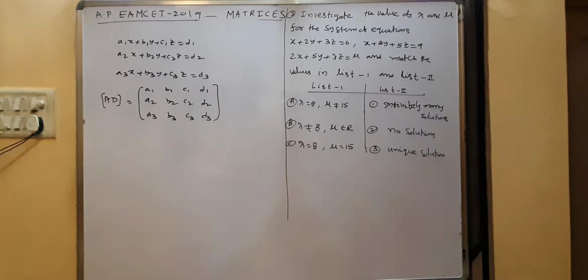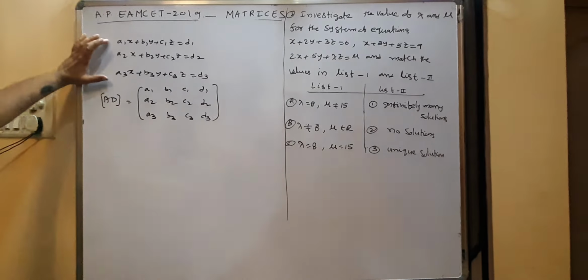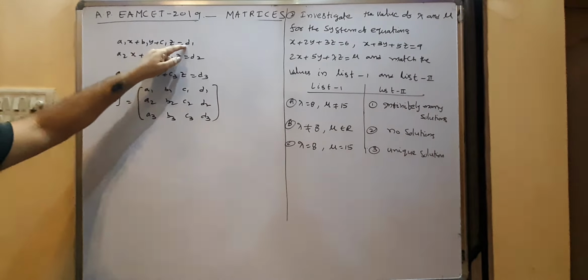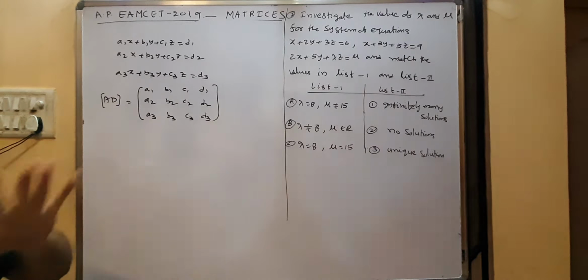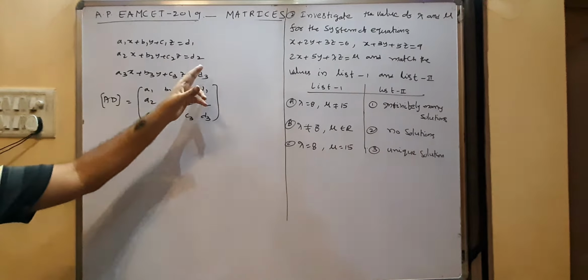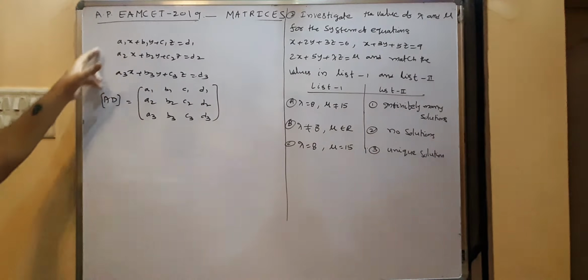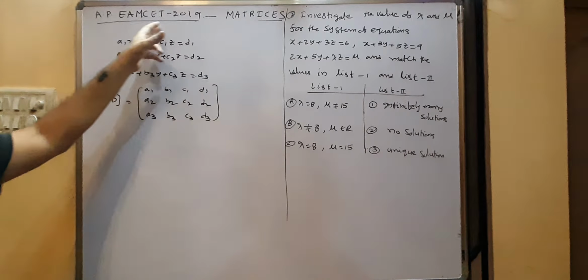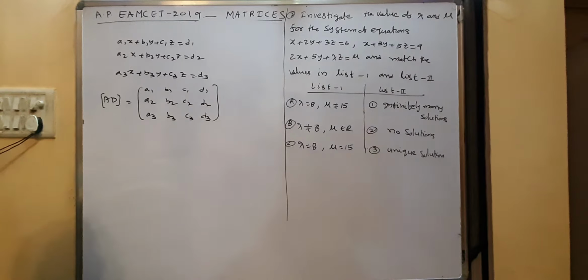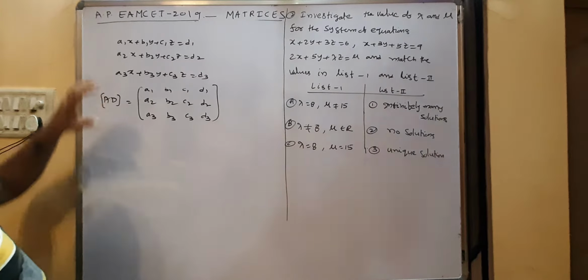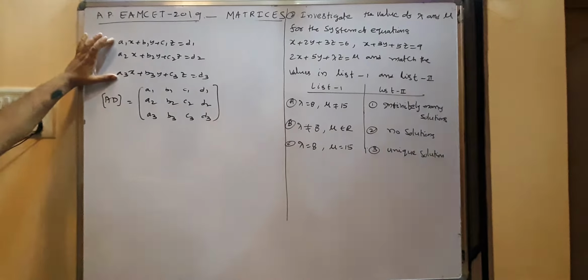See the next concept based on the question. Given a non-homogeneous equation, what is the difference between homogeneous and non-homogeneous? If the constants d1, d2, d3 are zeros, then these equations are called homogeneous equations. If the three terms d1, d2, d3 are not equal to 0, then the equations are called non-homogeneous equations.